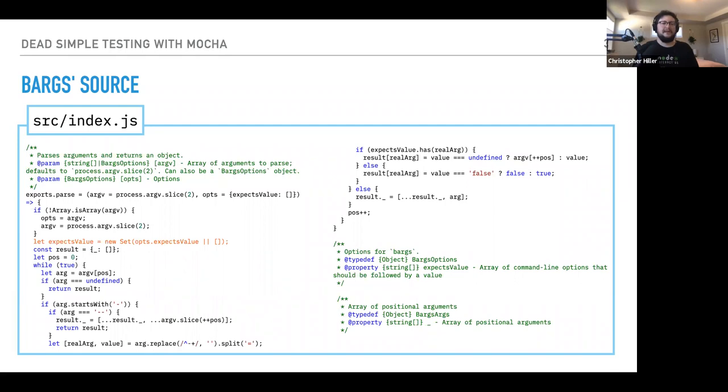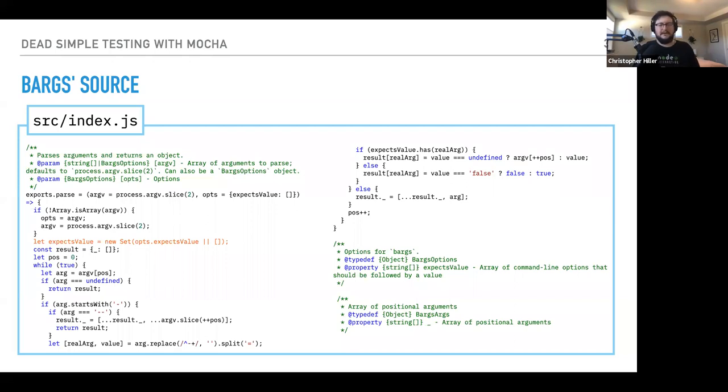I think that's redundant, but we want to, actually, no, it's not. It's fine. So we want to allow a user to pass just an options object, and we'll use the default process.argv.slice too. Then we want to get a unique set of everything in this opts.expectsValue, because we don't really need to duplicate things, right?